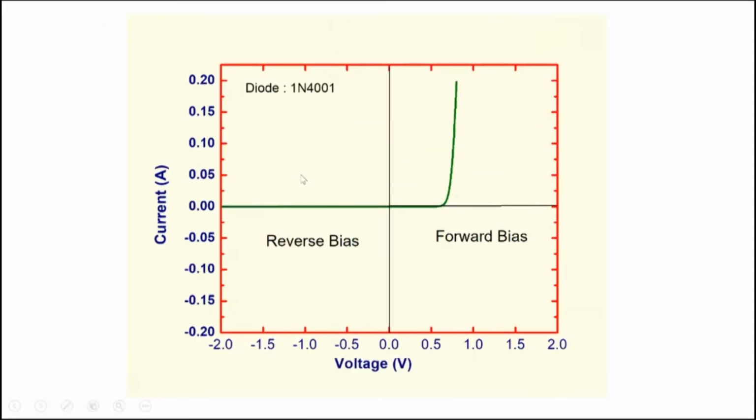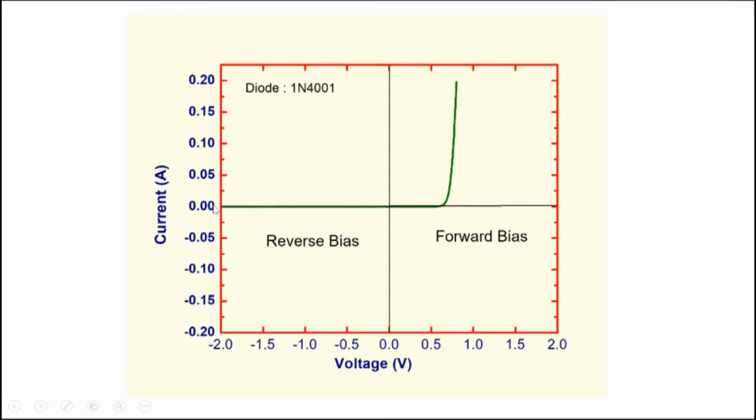So this is an actual diode, 1N4001, a practical diode whose characteristics were measured. And this is what is shown as the characteristics of this particular diode. When we call this positive here, it means that the p-type is positive with respect to n, and so it's forward bias. And reverse bias is over here.